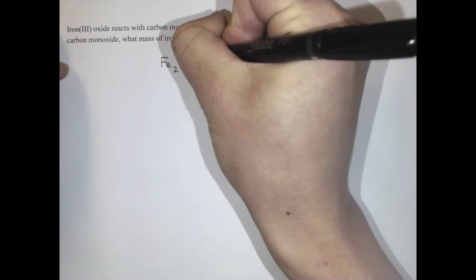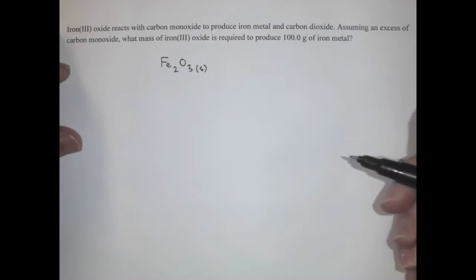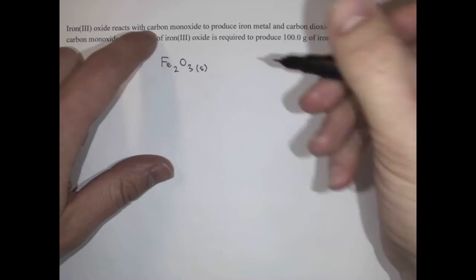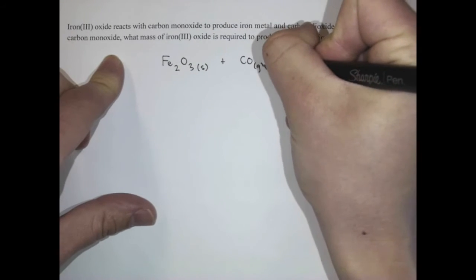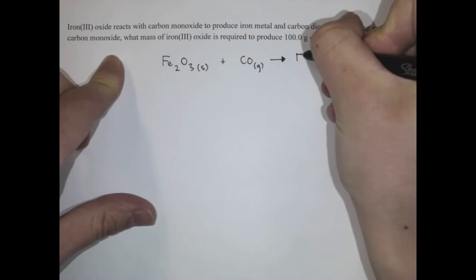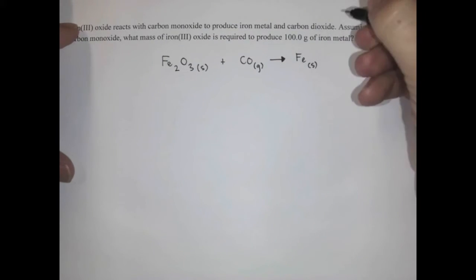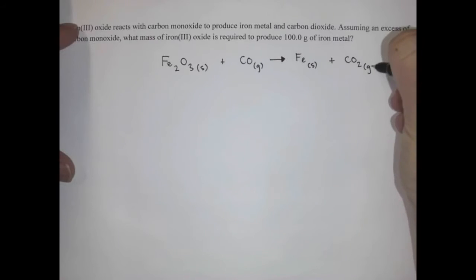And that starts off by writing out an actual equation with correct formulas. So first thing we start with is iron 3 oxide. It reacts with carbon monoxide, and it produces iron metal. So that's just iron by itself. And we make carbon dioxide.